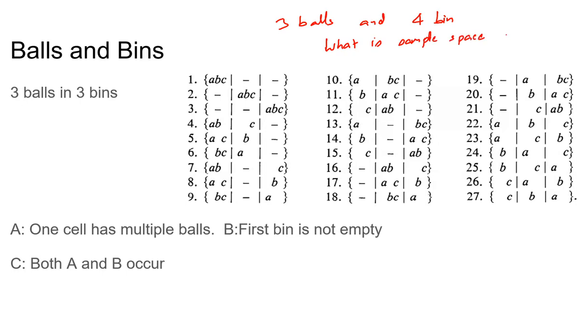Sir, 4 cube, 64. Sorry? Sir, 4 cube, that is 64, or 3 raised to 4? Each ball has 4 options. Then each bin also has 3 options, no? Why can't we think of it like that?